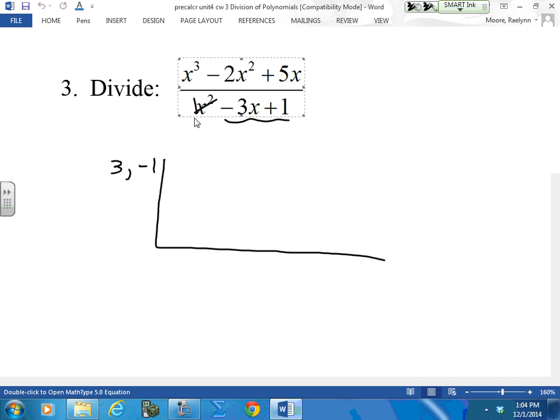Pull out your coefficients. What's your coefficients? 1, -2, 5, 0. Good. So try this: 3, 2, 1, 0. You got them all. Now, the first time through, all I want you to do is watch me.